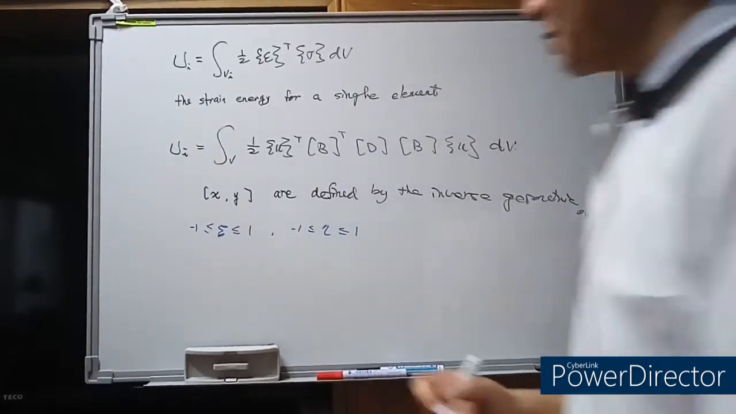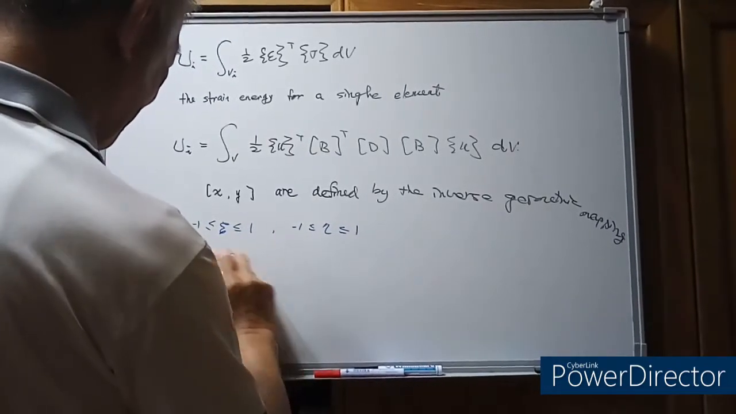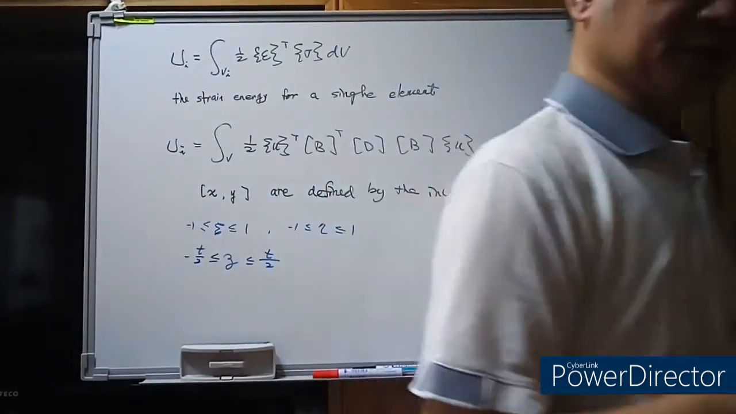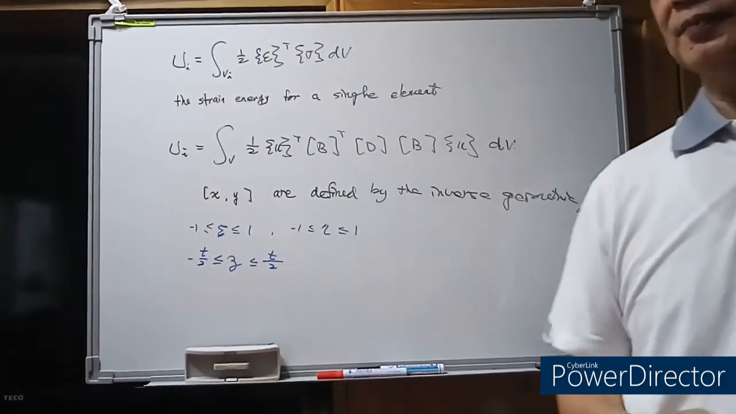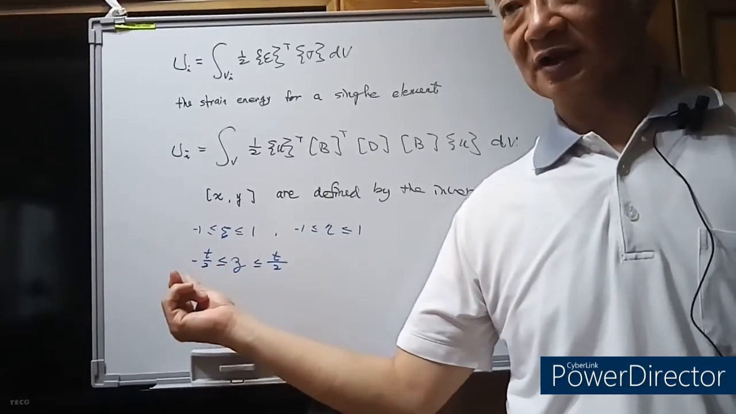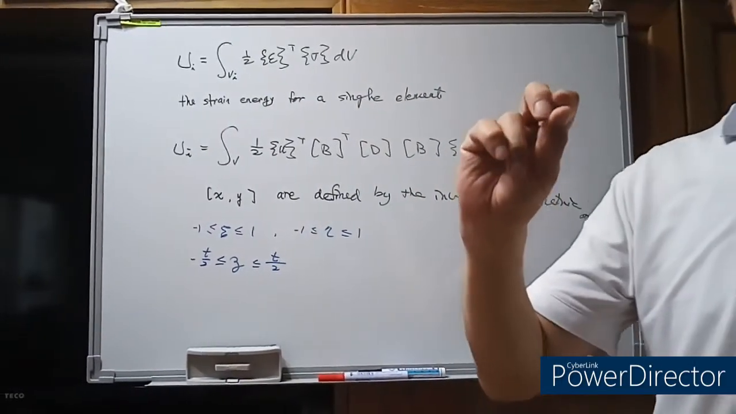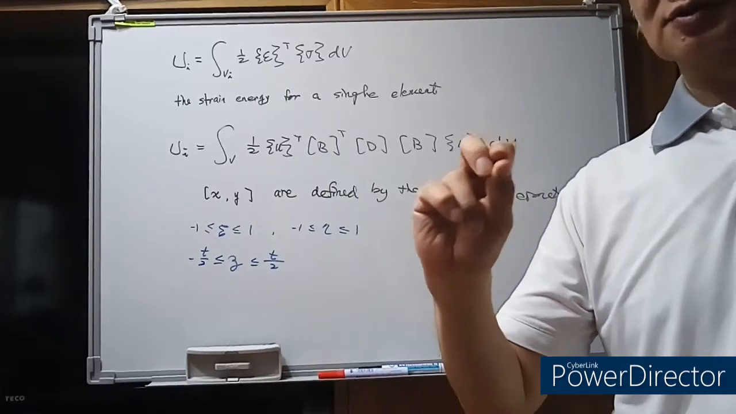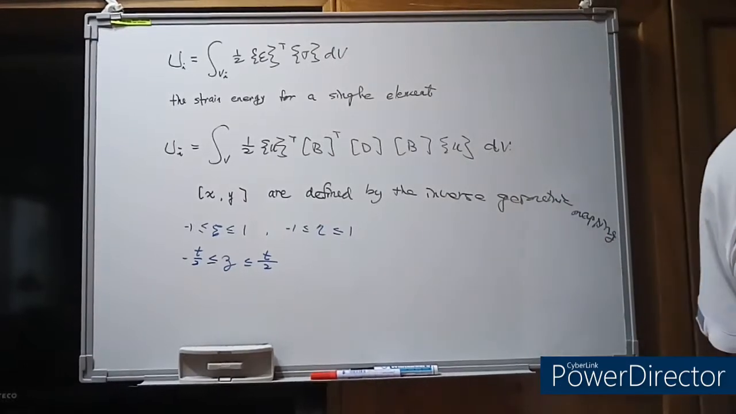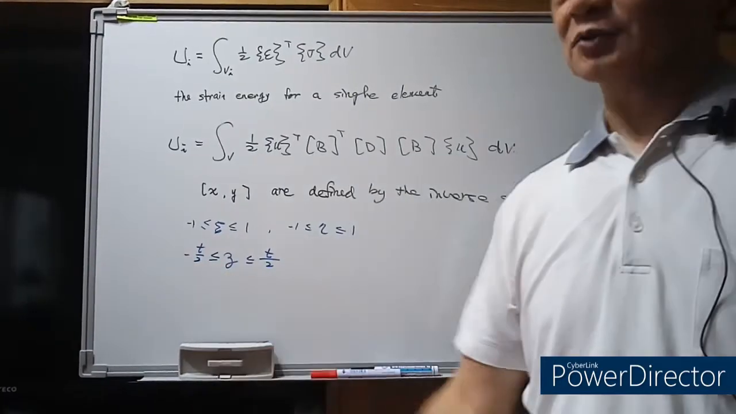Okay, and what is the z values? If t is the thickness of this element, then the z values should be changed from negative t divided by 2 to positive t divided by 2. So we assume z equal to 0 is the neutral plane, located in the middle of the plate. So that's the range of the z values.